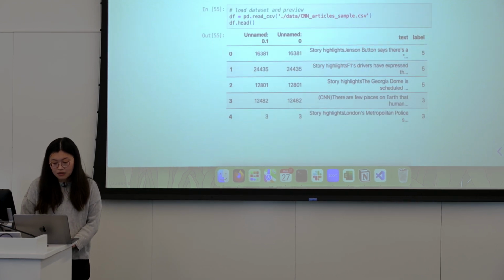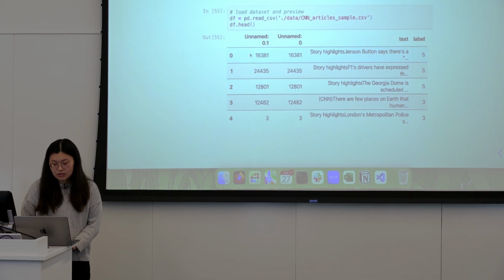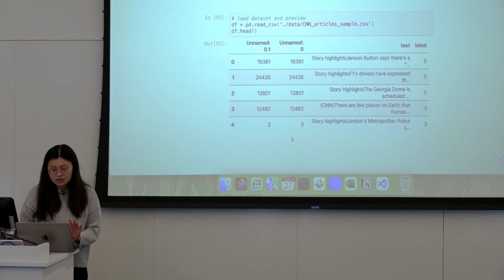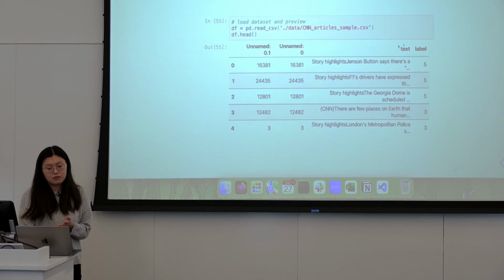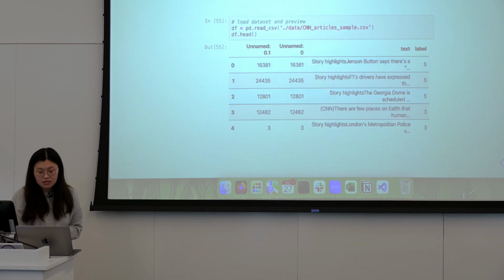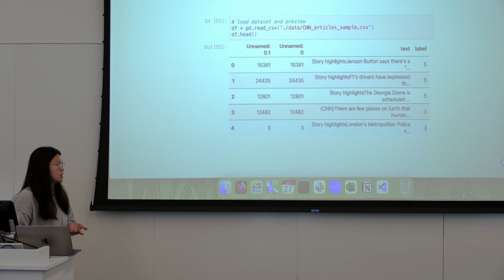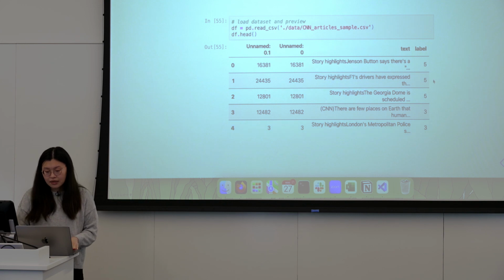And then loading the data set, we can see this is our preview. These are just index columns, so we can ignore that. But here we can just see we have two main columns to work with, which is the text of the actual article and the label. So this label is actually just the news section that it belongs to, or the section of the newspaper it belongs to.